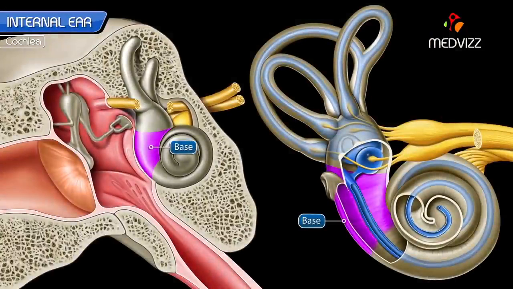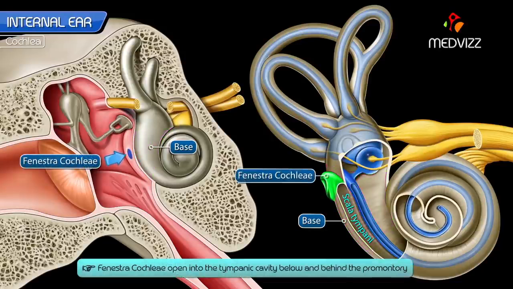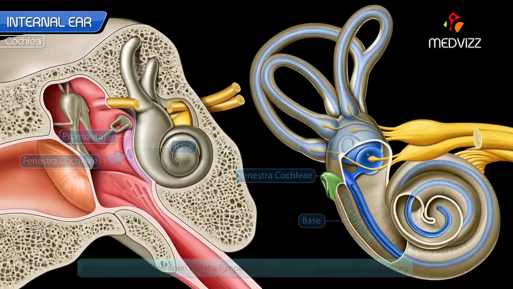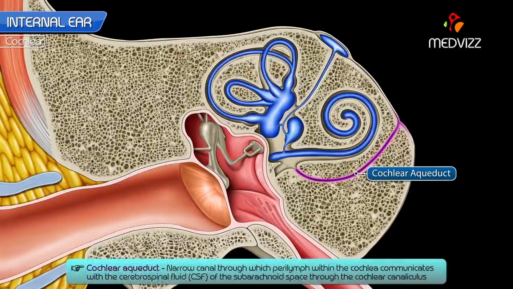Near the basal turn of the cochlea, the scala tympani presents two features: fenestra cochleae. These open into the tympanic cavity below and behind the promontory. Cochlear aqueduct. This is a narrow canal through which the perilymph within the cochlea communicates with the cerebrospinal fluid of the subarachnoid space through the cochlear canaliculus.